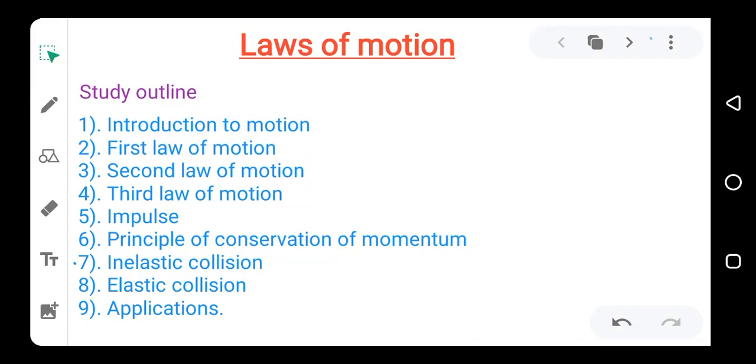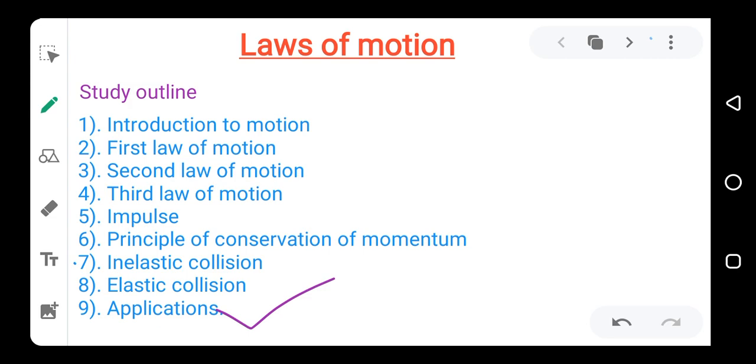In today's lesson, we want to continue with our discussion on laws of motion. In our last lesson, we talked about the first and second law of motion, and we also talked about the third law of motion, impulse, momentum, and law of conservation of momentum. We have also talked about elastic and inelastic collision, and today we want to look at the application of the third law of motion.